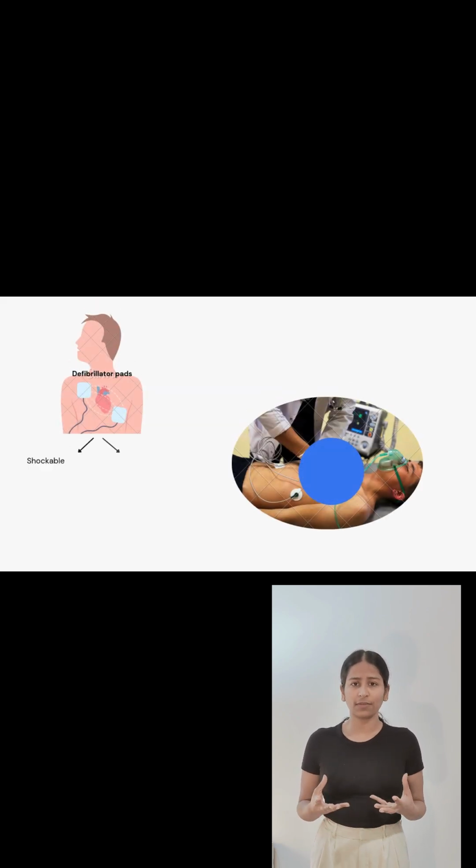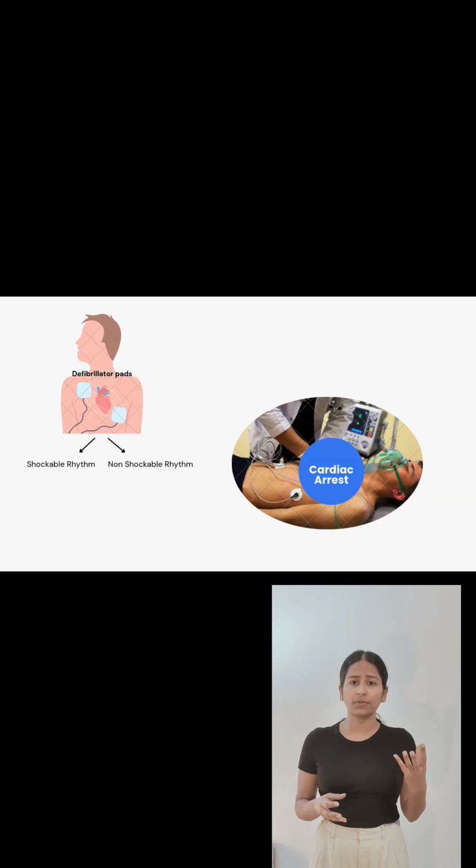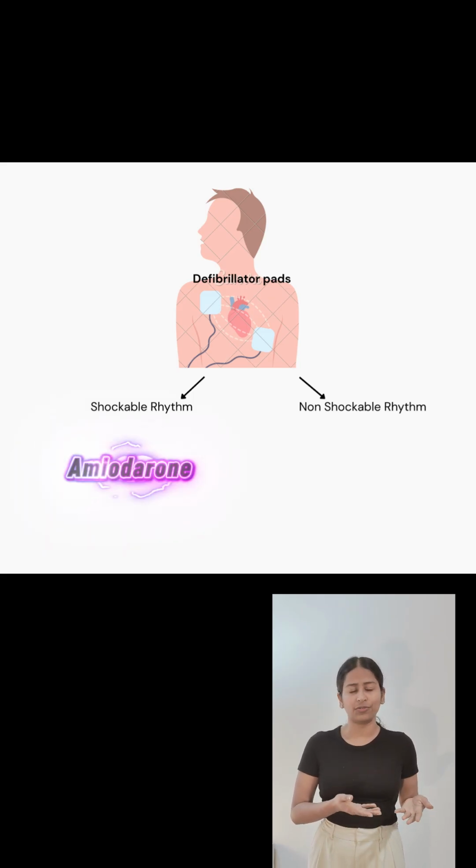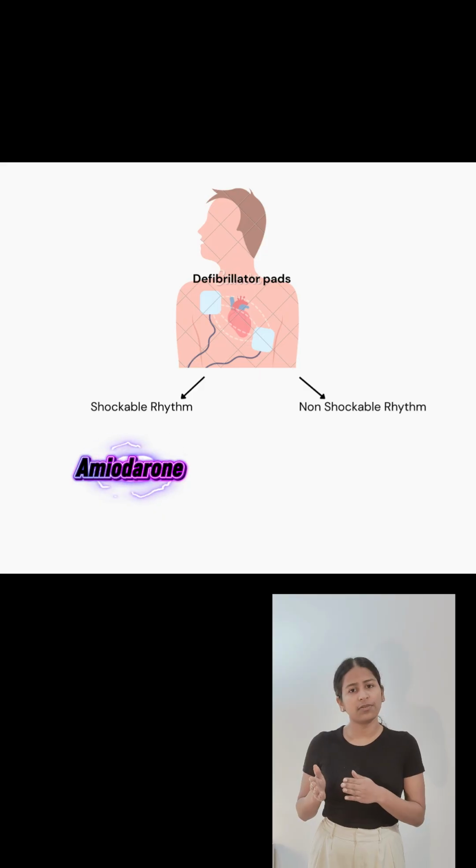In cardiac arrest, you put the defib pads on and you check the rhythm. You see whether they're in a shockable rhythm or in a non-shockable rhythm. And that's how you start your process. If they're in a shockable rhythm, then you think about an antiarrhythmic agent down the lane, which is amiodarone. If they're not in a shockable rhythm, then you think about adrenaline.